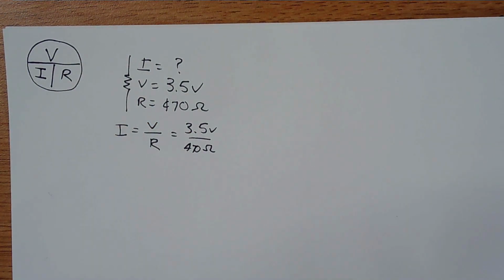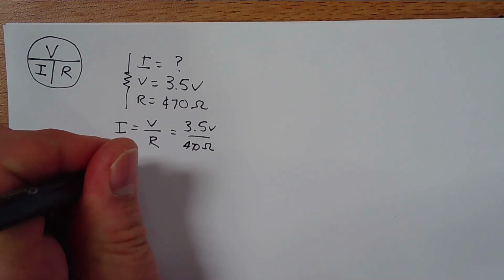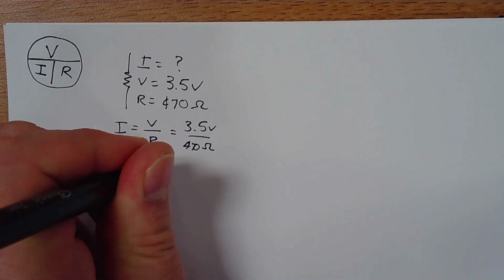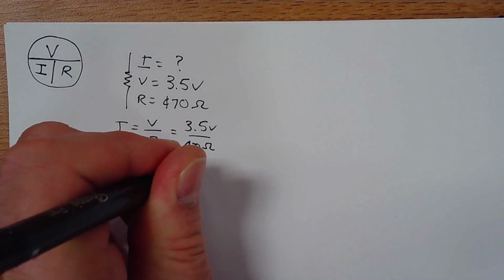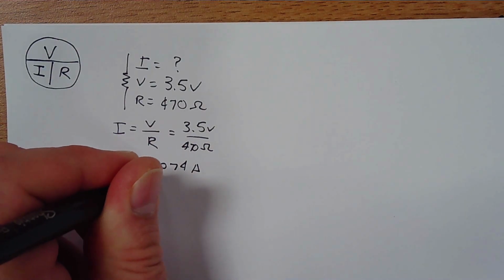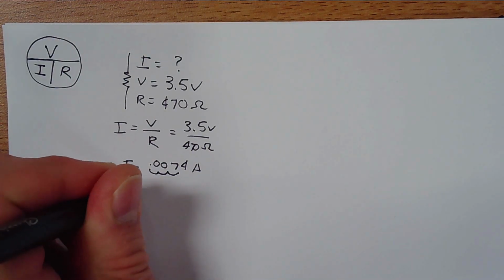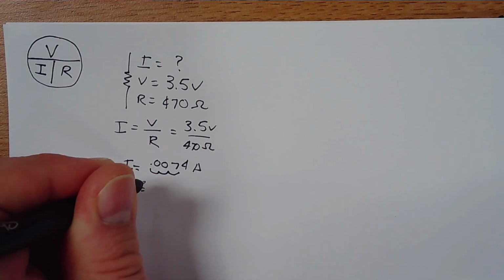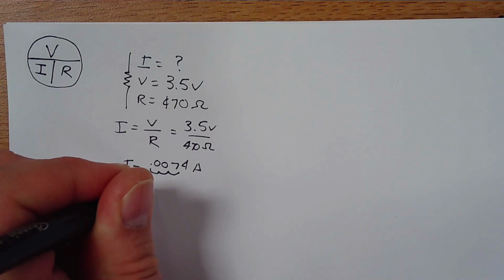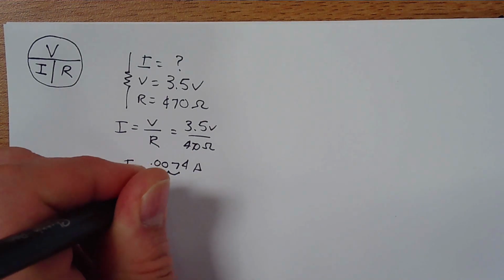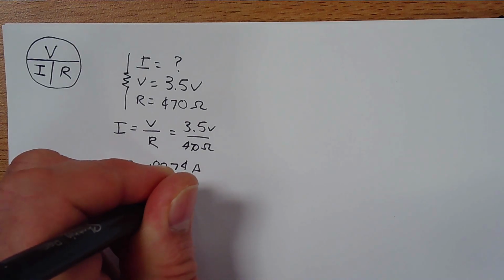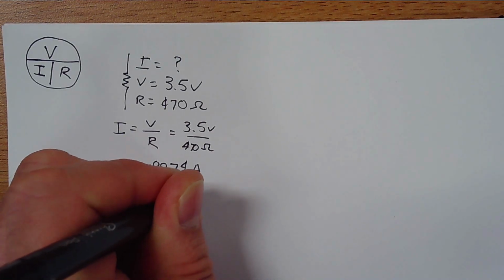And then you multiply that out, and I'll use the calculator. And let me bring it up on my computer. 3.5 divided by 470 is, I get I equals 0.0074 amps. All right, and we can move that decimal place 3 to the right and get that the current is 7.4 milliamps.